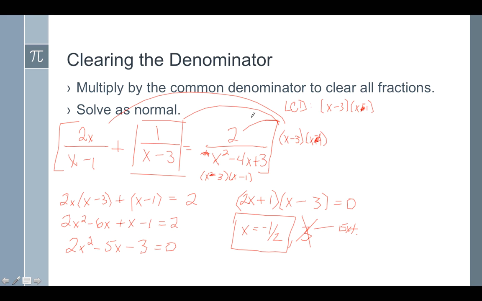You could also come down to a problem where both of your answers were extraneous. And if both of your answers are extraneous, then you would have a no solution problem. There is no solution to the given problem.